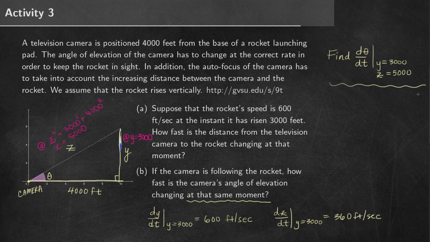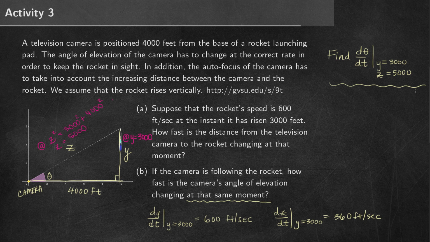So we've done steps 1 and 2. Now step 3, we need an equation that relates our variables. So we're going to use the rates that we know and the one we need to find to come up with an equation. So we can use y, z, and theta. Let's go back to our picture. What equation do we know that we can write that involves y and z and theta?